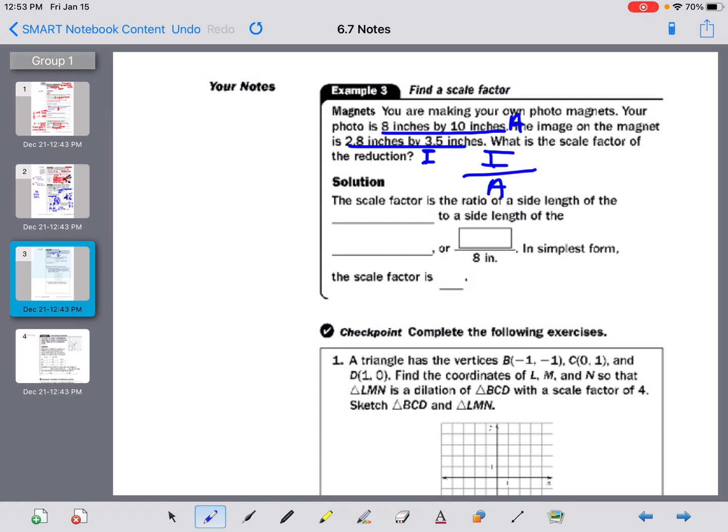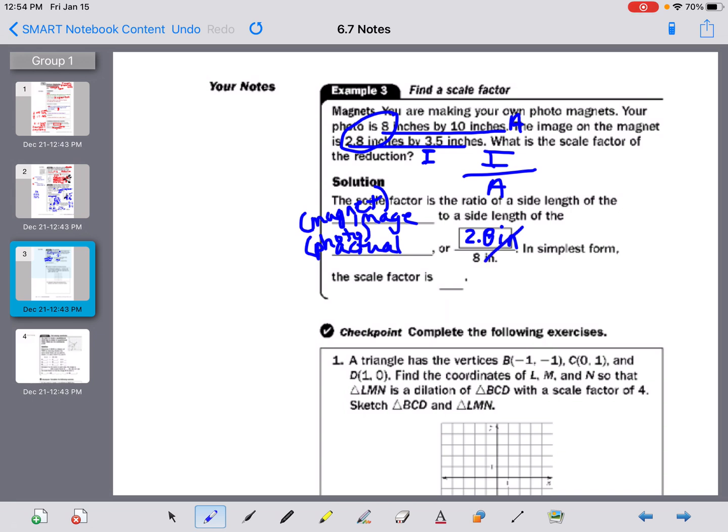So it says the scale factor is the ratio of the side length of the image to the side length of the actual, right? So this is the photo, right? And this is the magnet. Okay, so I need to compare. You either compare the first 2 numbers, the first number with the first number, or the second number with the second number, because we're going to assume that they gave us those dimensions in the same type of order. So if you want to do the first 2, we have 8 inches for the actual and 2.8 inches for the image. I always check, am I in the same units? I am, so I can cross them off.